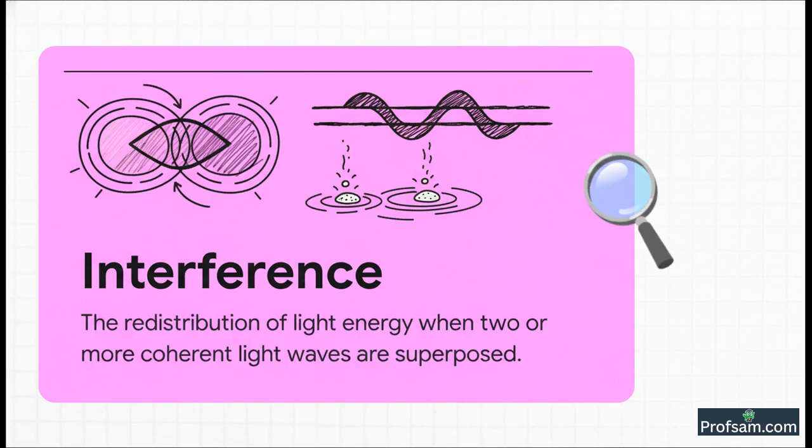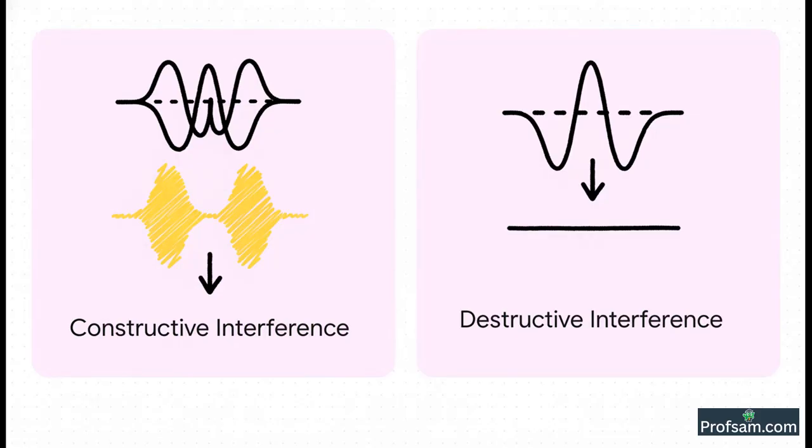And that very important word, coherent, simply means the waves are perfectly in sync, just like our 2 pebbles being dropped at the exact same moment. So this overlapping gives us 2 possible results.